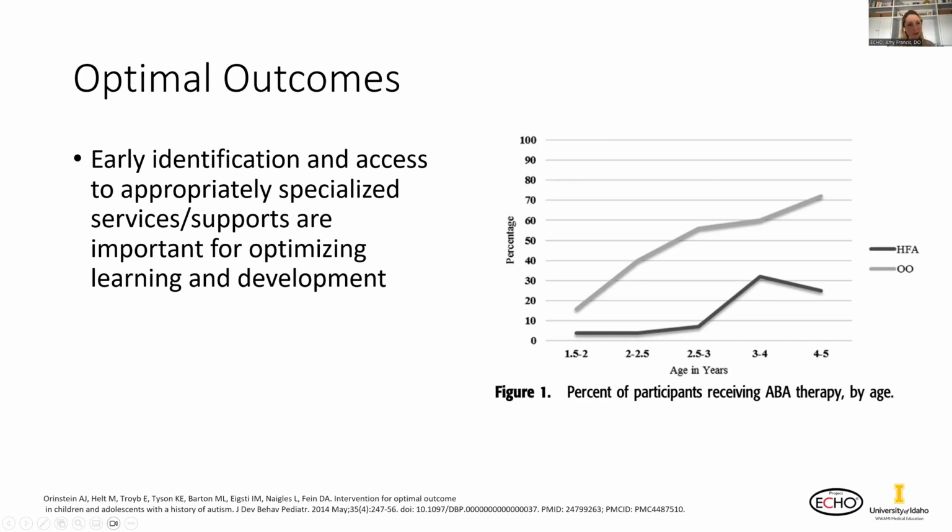So early supports are key. In this study, they looked at the percentage of children who had optimal outcomes and if they received early intensive interventions, compared to those who later on were classified more as high functioning autism. Those in the optimal outcomes category had a higher percentage of that population receiving early intensive supports, specialized services and supports, which led to optimal learning and development. So early diagnosis and early supports are key. Next slide.